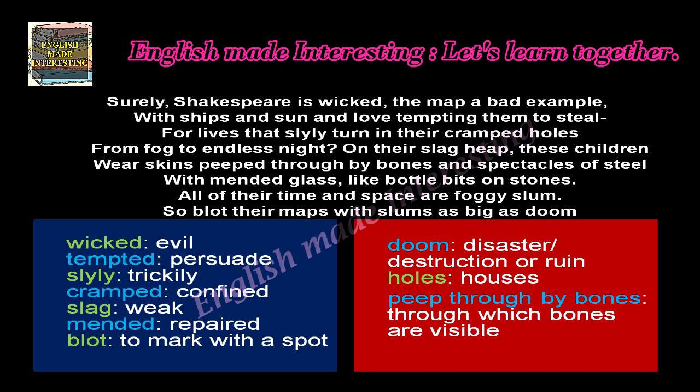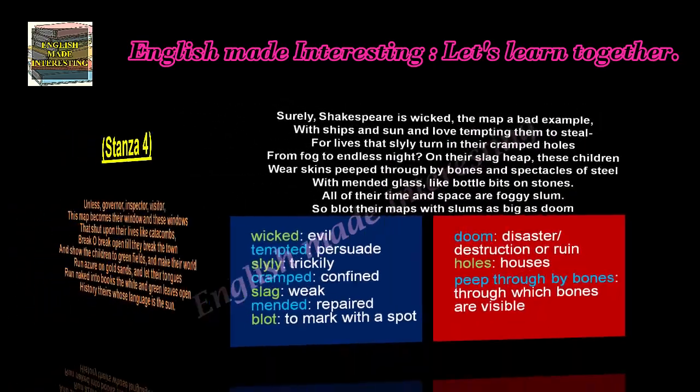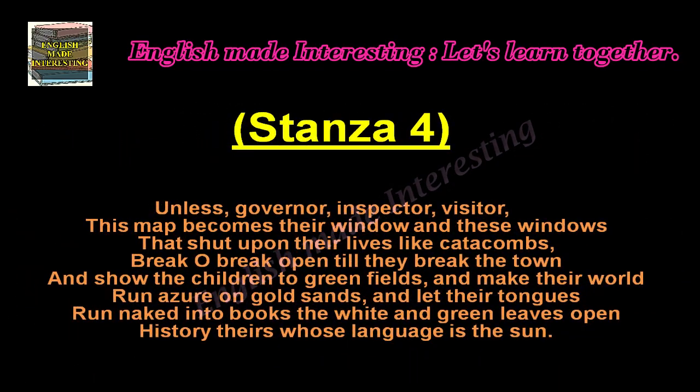Their bodies look like garbage heaps, they are very skinny and their bones are peeping out of their skin. The state of poverty is intensified by the fact that the glasses which these children wear are cracked and look like broken pieces of a bottle. All of their life is being destroyed here in the slum. The slum is like a blot as big as doom on the maps of these children, that is, the lives of these children. Now over to stanza 4.